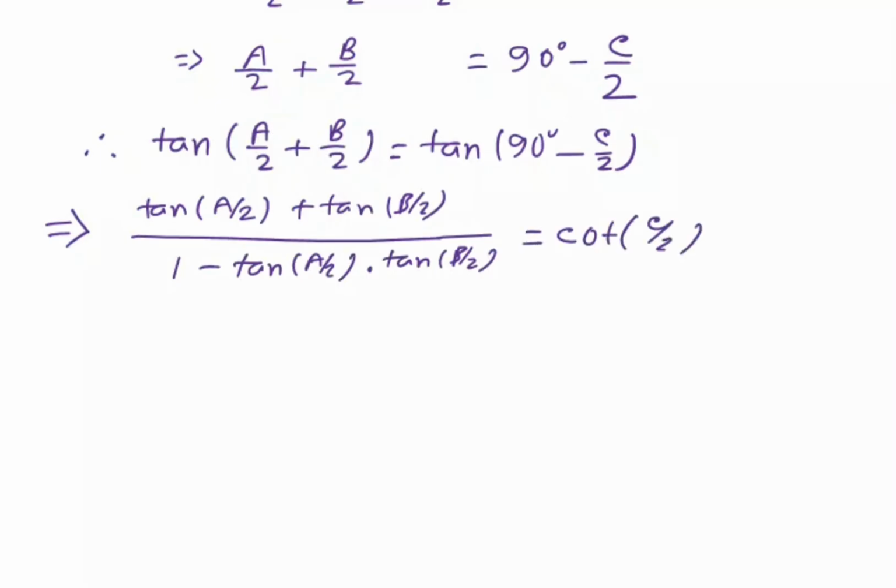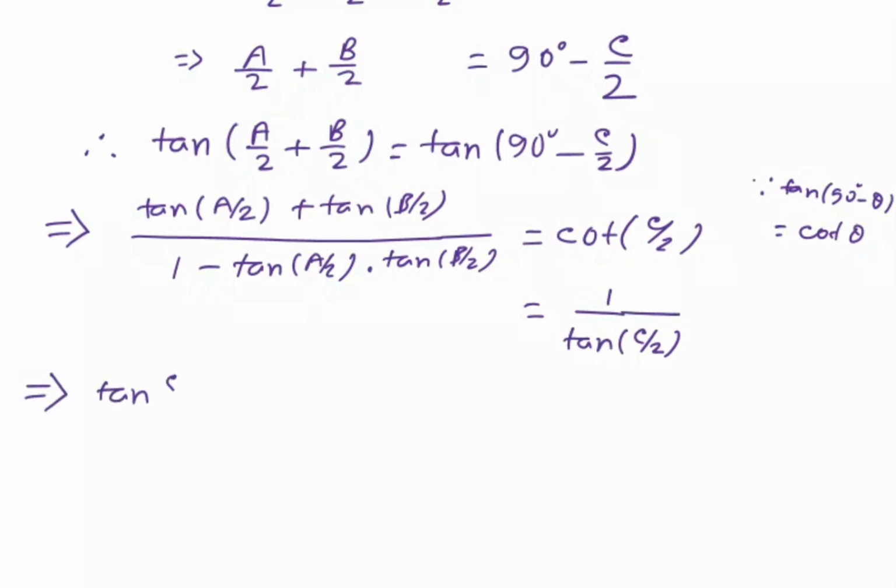Since cot of x equals 1 by tan of x, we can rewrite the right side to keep everything cleanly in terms of tangents, making cross multiplication clean and straightforward. Now let's cross multiply. Multiply tan of C by 2 with the numerator on the left and multiply the denominator with 1 on the right. This gives us tan of A by 2 times tan of C by 2 plus tan of B by 2 times tan of C by 2 equals 1 minus tan of A by 2 times tan of B by 2.